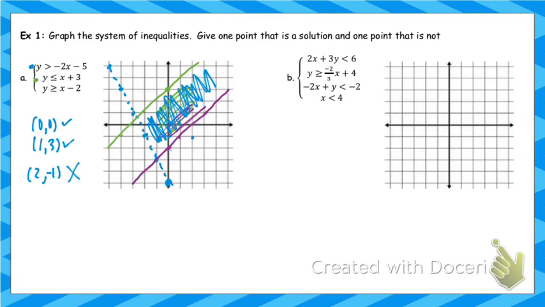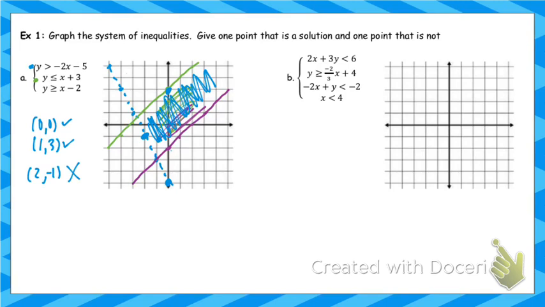Now what we also need to consider is the solid lines and dotted lines. If a point falls on the boundary of that shaded region on the solid line, it is still a solution. But if it falls on the boundary of that shaded region on a dotted line, it is not a solution. So the dotted line is not a solution because it doesn't actually make that first statement true. All right, so let's look at the next one.